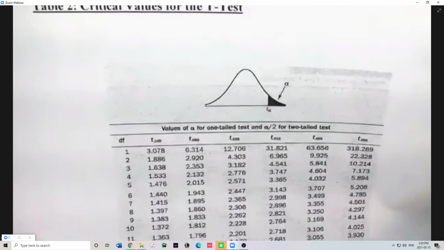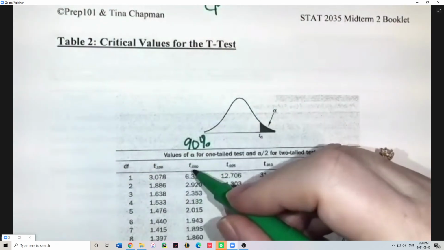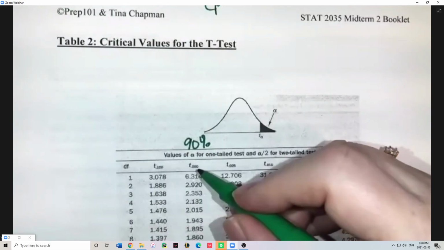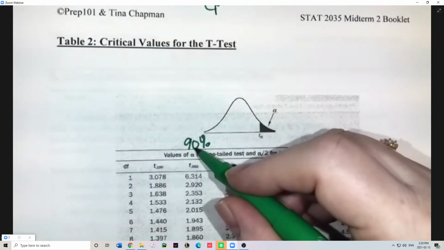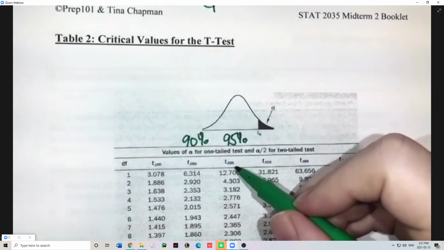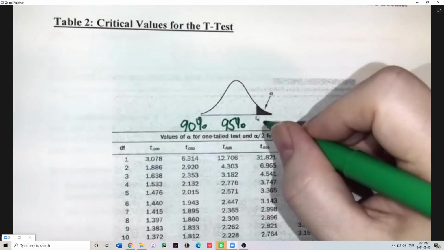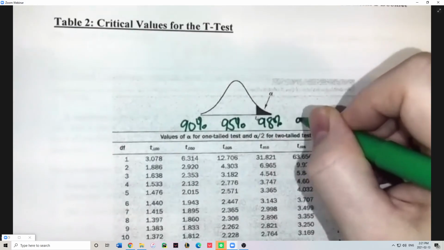In terms of your T-table, 90% means 0.05 in each tail. 0.05 in each tail means 10% total in the tails, so 90% in the middle. 95% is the next one, 2.5% in each tail, or a total of 5% in the tails. And then this one is 98%, and this one is 99%.